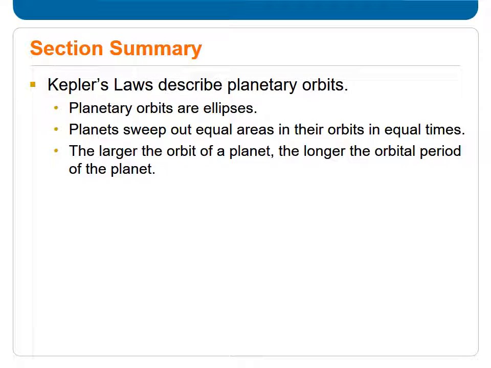So in summary, Kepler's laws describe planetary orbits. The planetary orbits are ellipses. The planets sweep out equal areas in their orbits in equal times, and the larger the orbit of the planet, the longer the orbital period of the planet.